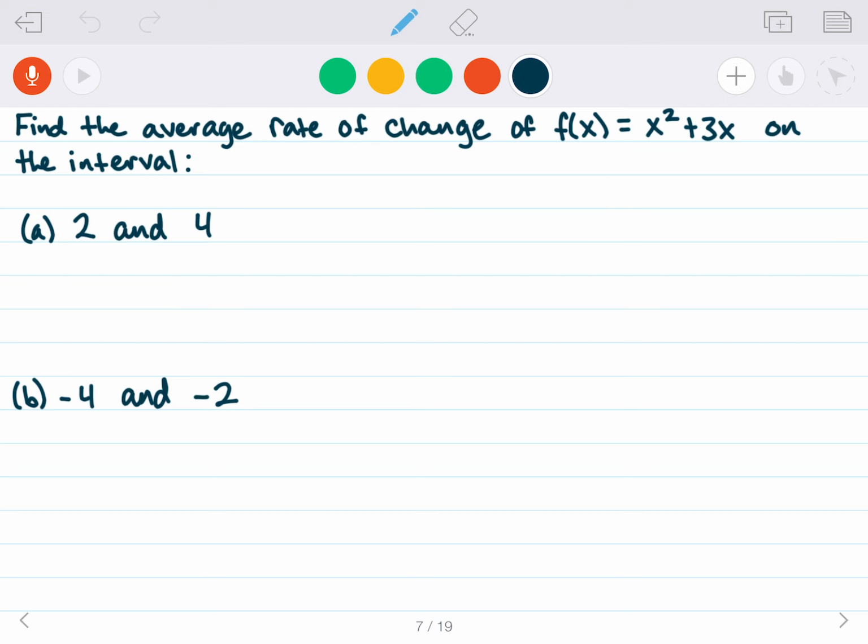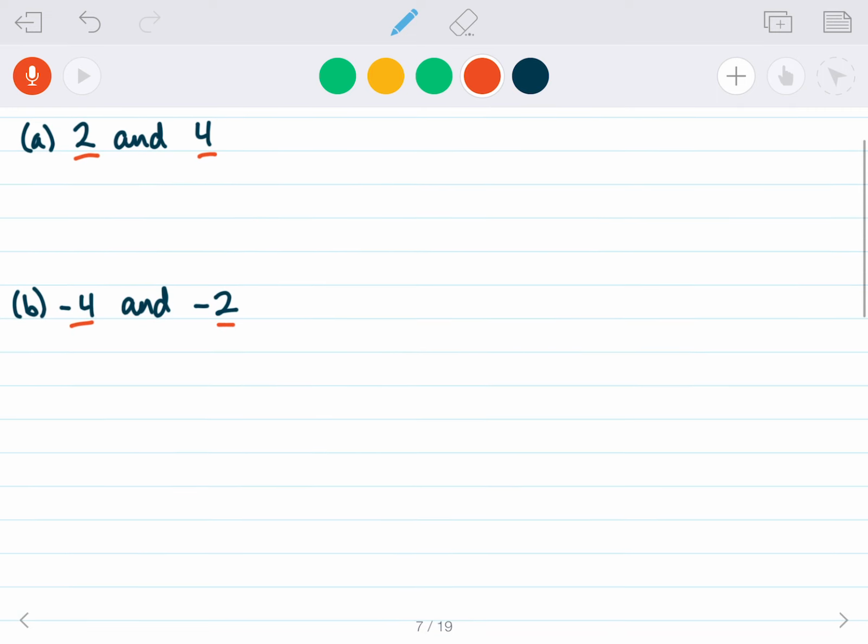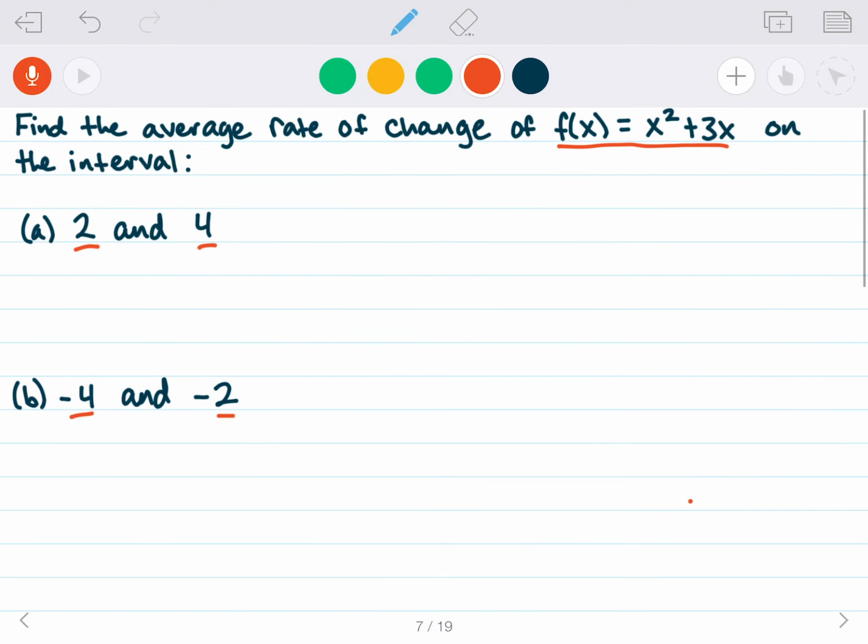All right, let's try this. We're going to find the average rate of change of this function rule between 2 and 4 and between -4 and -2. So again, when they say interval, they just mean your x values. Your A's and B's are your x values, your inputs. So we're starting at A equals 2, and we have B equals 4. Those are our inputs, and we want to find the corresponding outputs so that we can use our average rate of change formula. To find those corresponding outputs, we use this function rule.